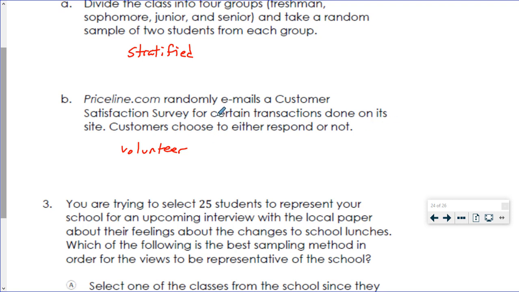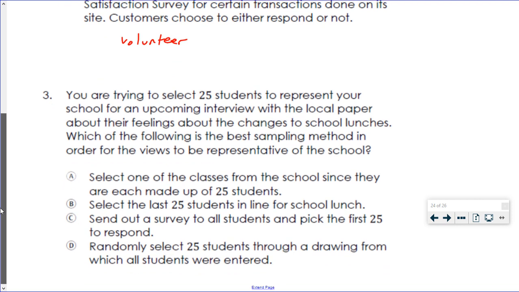Is there a problem with this? All right. Absolutely, there's a problem with this. The only responses that Priceline is likely to get are from customers that had just an outstanding experience or customers that had a very, very poor experience. If they had just an average experience, everything went fine, it's no big deal, maybe a minor problem, they're not going to get responses from those customers because they don't care enough about the situation in order to respond.